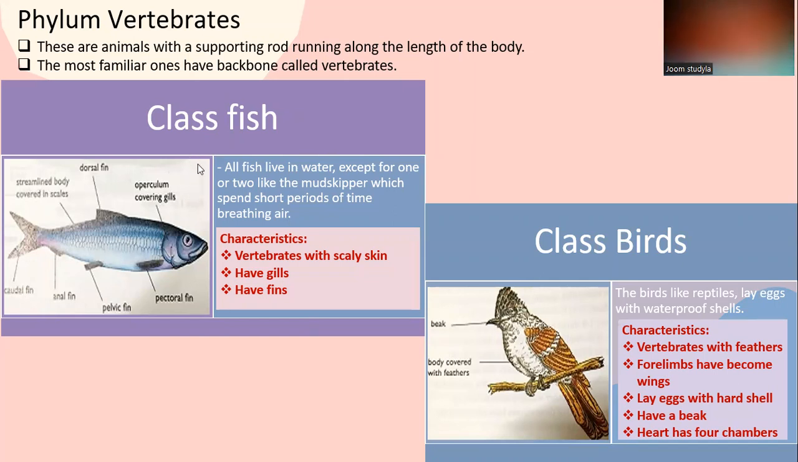And let's look at the class birds. Birds, like reptiles, lay eggs with waterproof shells. The characteristics: vertebrate with feathers, 4 limbs where the front limbs have become wings, lay eggs with hard shell, have a big heart with 4 chambers. And if you look at the pictures, this consists of a big body covered with feathers. This is the classification of birds.